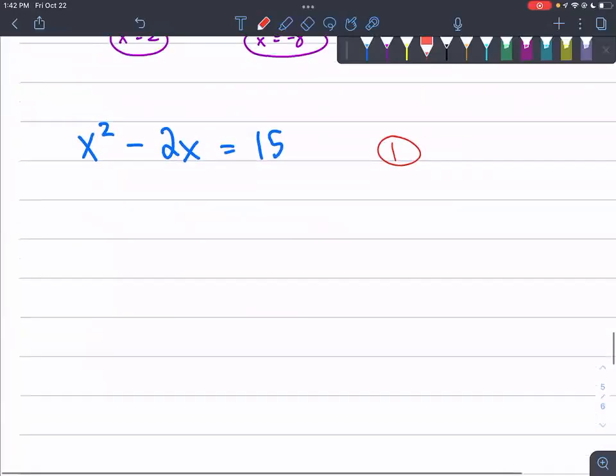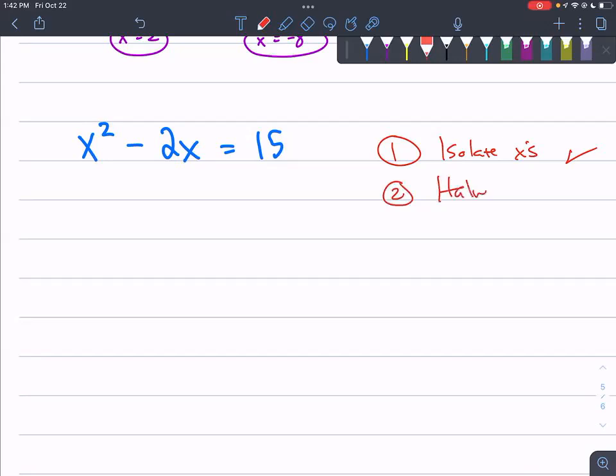X squared minus 2x equals 15. What's 1 squared? 1. I see a lot of 2's on there, so be careful. 1 squared is 1 times 1, which is 1.